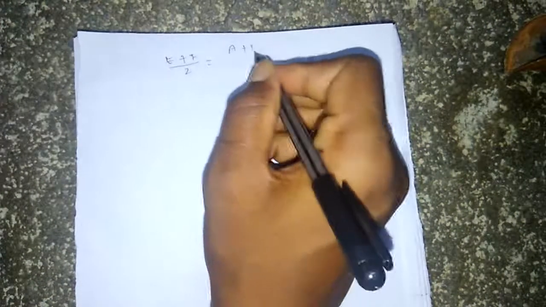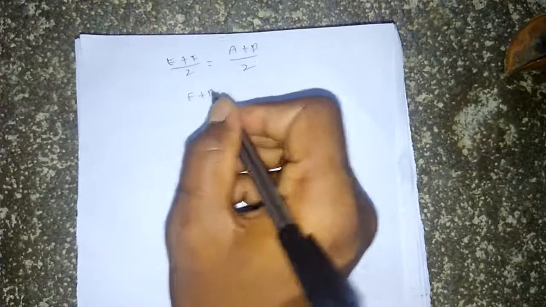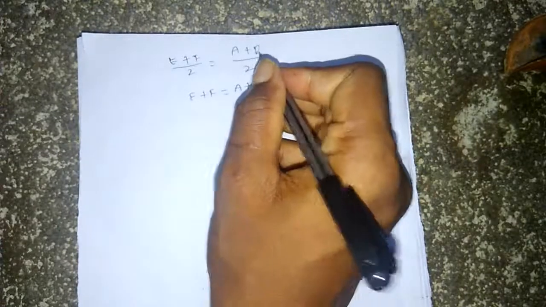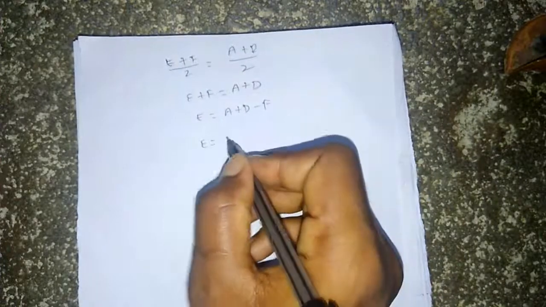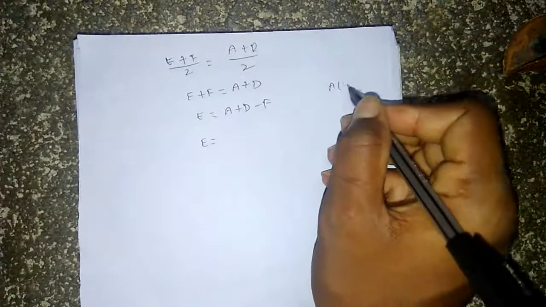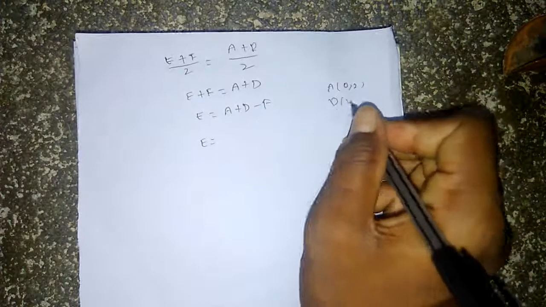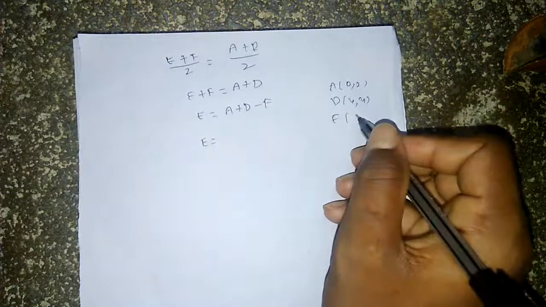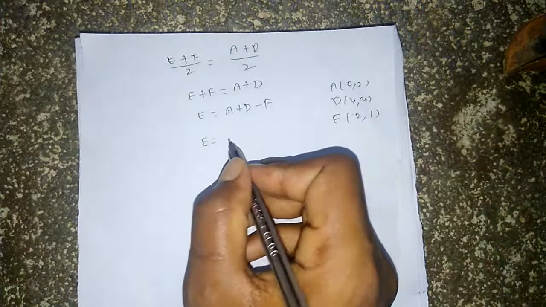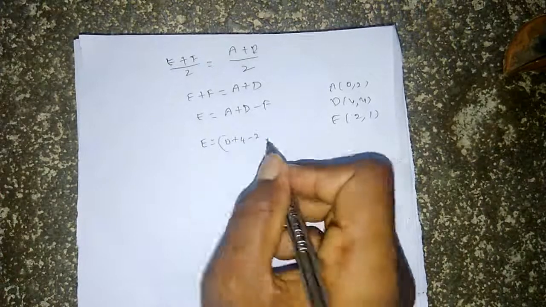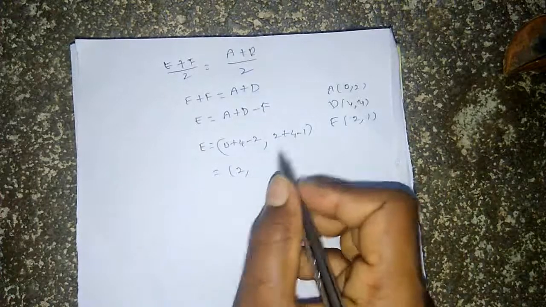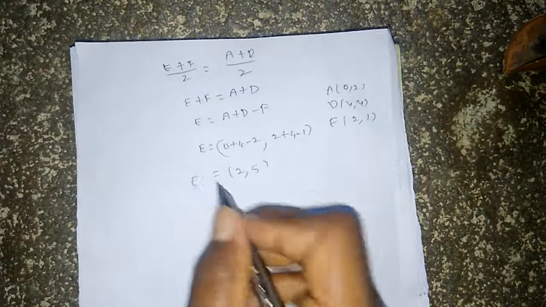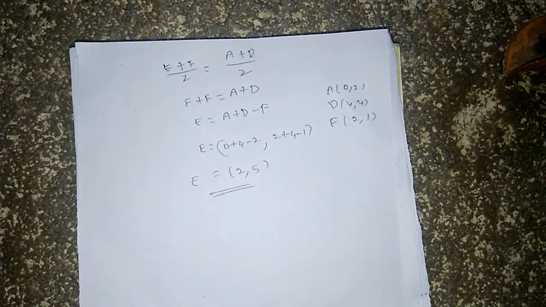Now in a parallelogram, (E + F)/2 is equal to (A + D)/2. Midpoints are the same, that is E + F is equal to A + D. Therefore E is equal to A + D - F. Here A is (0, 2), D is (4, 4), and F is (2, 1). A + D - F is (0 + 4 - 2, 2 + 4 - 1), that is (2, 5). The coordinates of E (2, 5) is the midpoint.